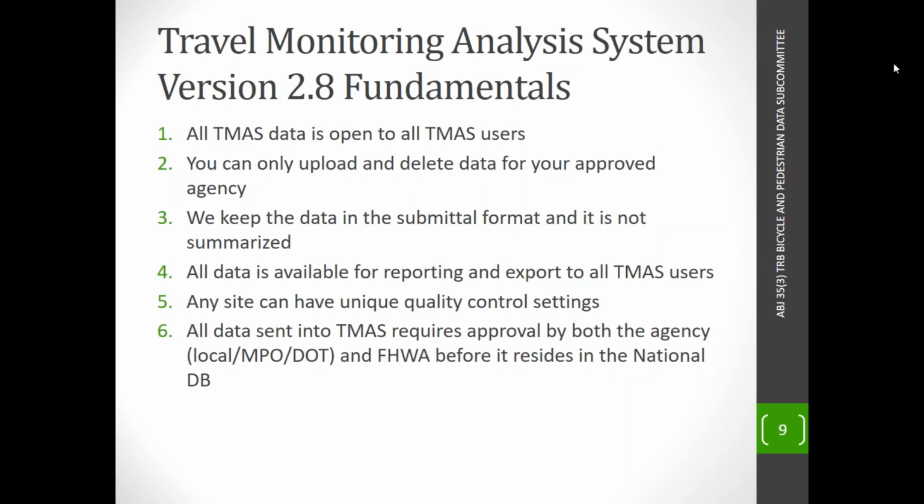All data sent to Federal Highways requires two approvals. It requires the local agency to say this represents what really took place on the road, and we want to send it to Federal Highways as an official record of this roadway and or path. And then FHWA also needs to approve it.